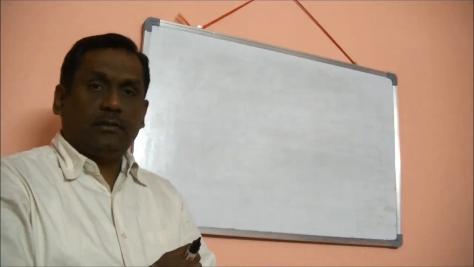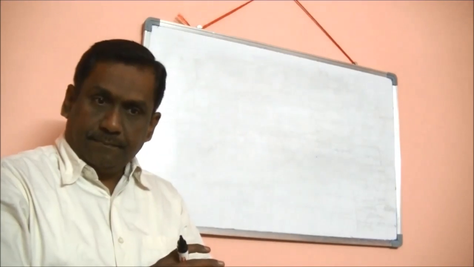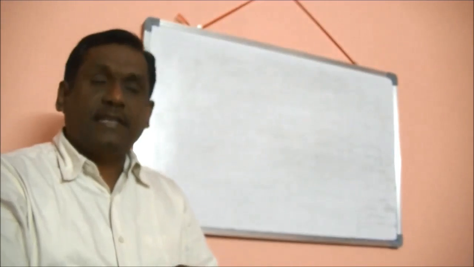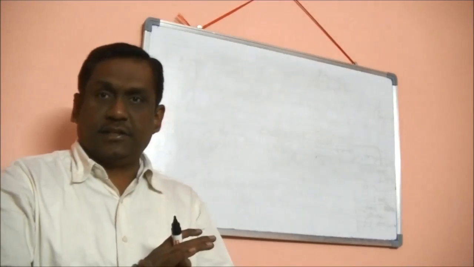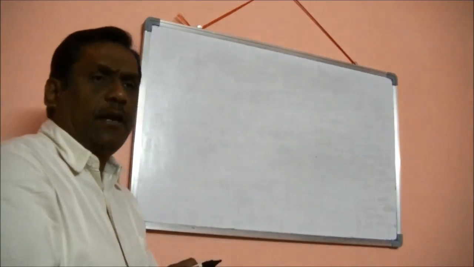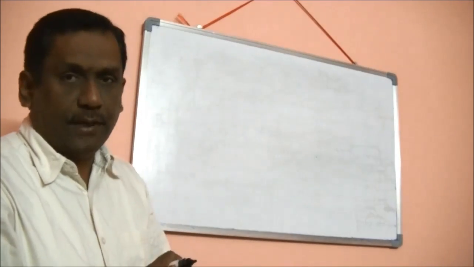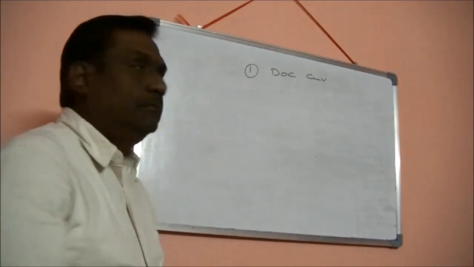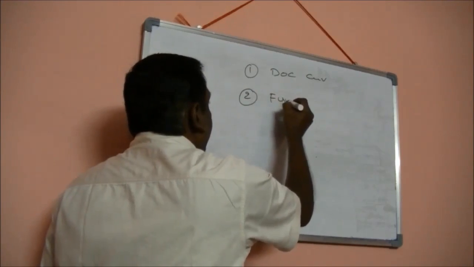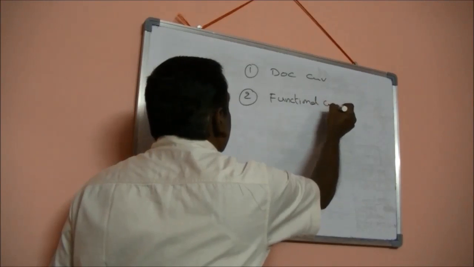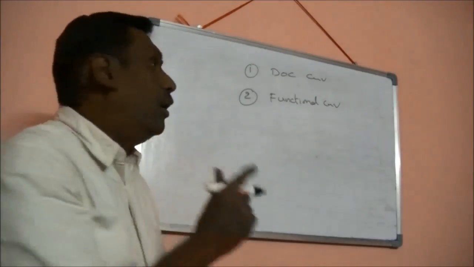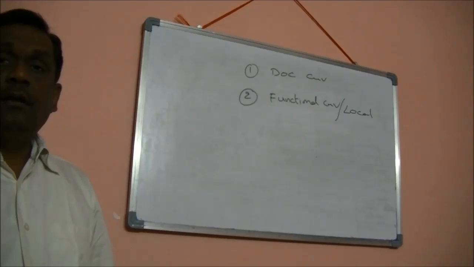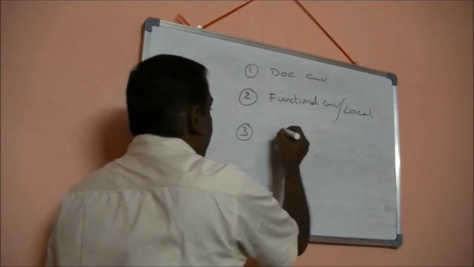I want you to understand what are the different currencies available in our ERP package like SAP or Oracle, to understand better about these transactions. Let us say either you go to SAP or Oracle, in general there will be three currencies available. One, document currency. Two, functional currency. This functional currency is also called local currency. The third one is group currency.